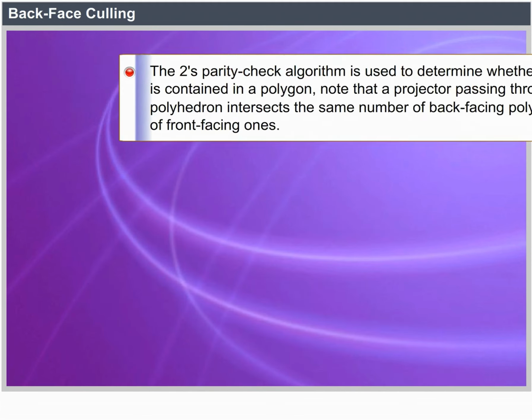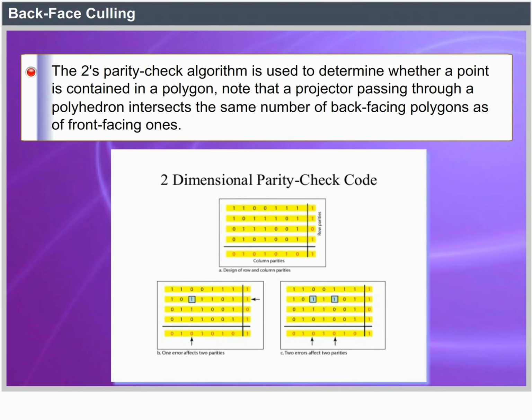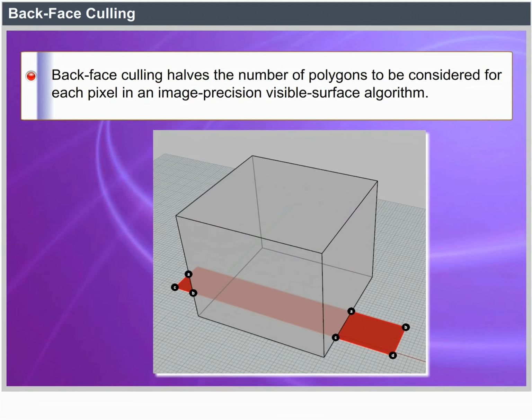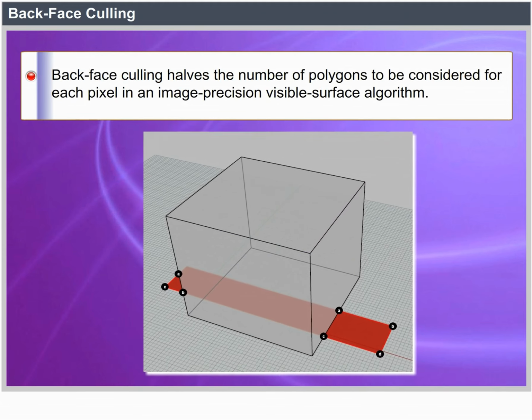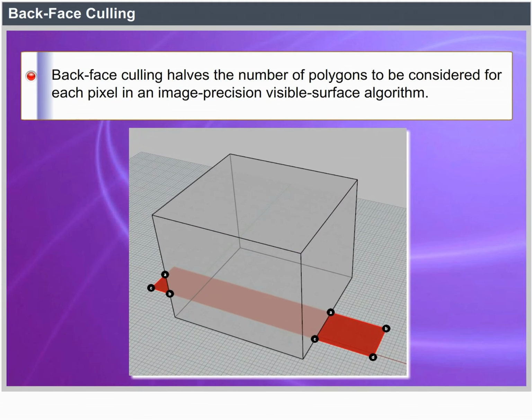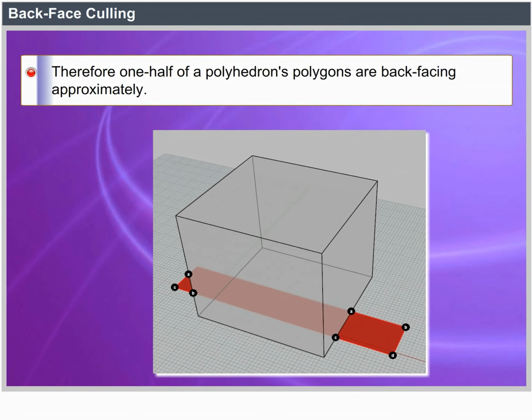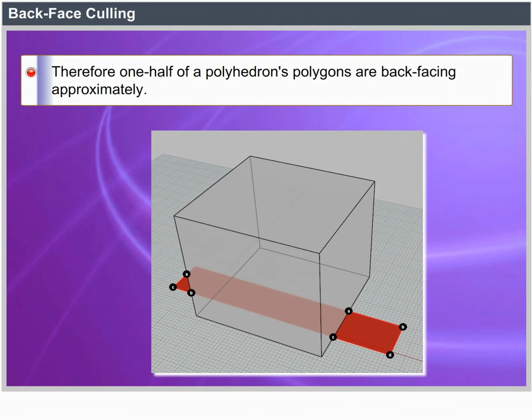In the parity check algorithm for determining whether a point is contained in a polygon, note that a projector passing through a polyhedron intersects the same number of back-facing polygons as of front-facing ones. Thus, a point in a polyhedron's projection lies in the projections of as many back-facing polygons as front-facing ones. Backface culling, therefore, halves the number of polygons to be considered for each pixel in an image precision visible surface algorithm. On average, approximately one-half of a polyhedron's polygons are back-facing.